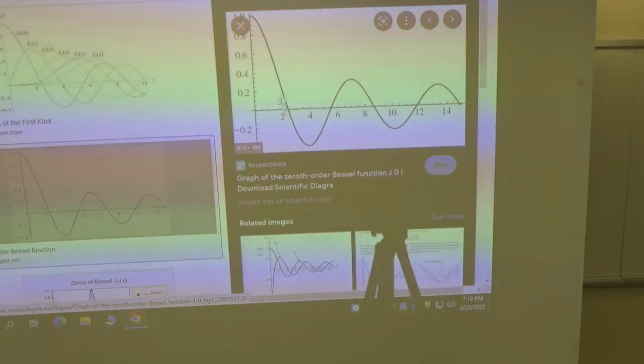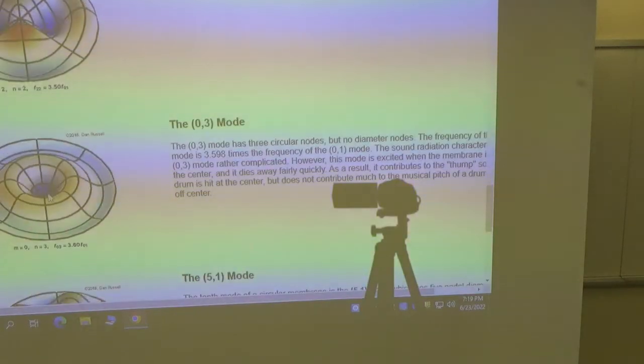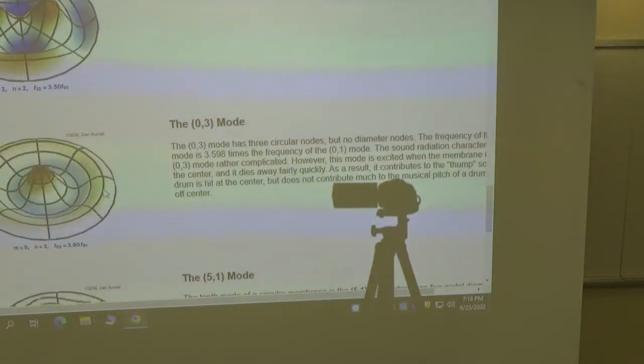So what happens in the 0-1 mode is you're looking only at this much. In the 0-2 mode, you're looking at this much vibrating. And the 0-3 mode means this much vibrating. Okay, this is the cross-section you're seeing at the 0-3 mode. See? Right?